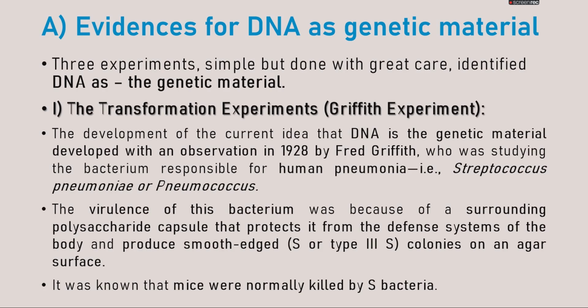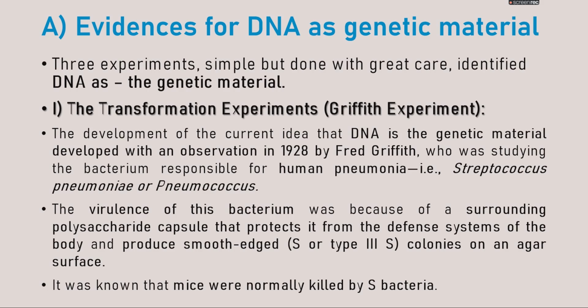This bacteria is able to cause pneumonia in humans. While studying this disease in human beings, this scientist made some observations through which he concluded that some factor is there, which we are going to see here. Now the virulence of this bacteria was because of the surrounding polysaccharide capsule. This pneumococcus bacteria contains a capsule made up of polysaccharide which surrounds the bacteria, and because of this capsule, the bacteria get protected from the defense system of human beings.